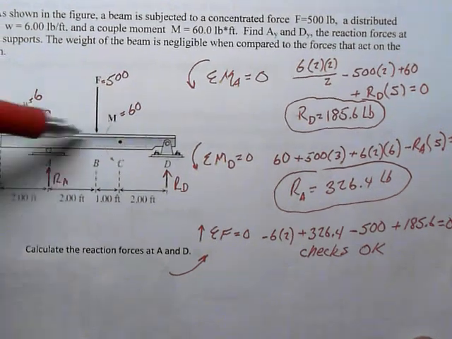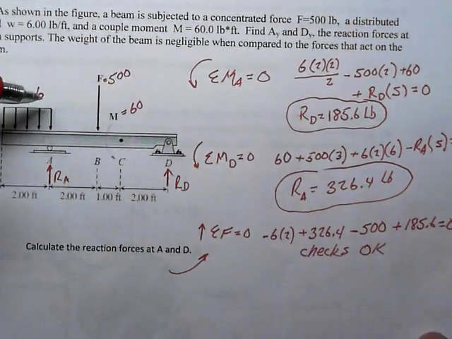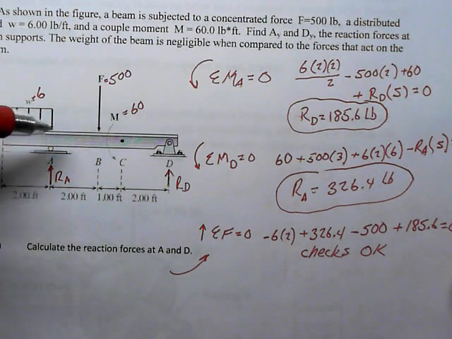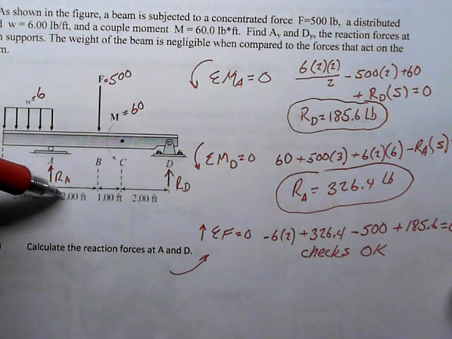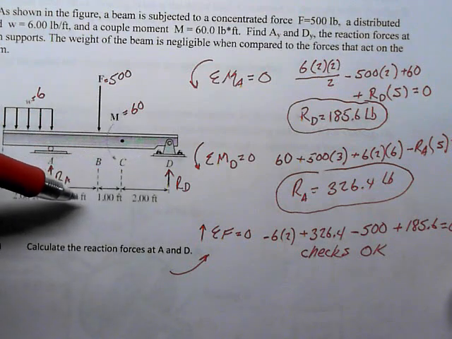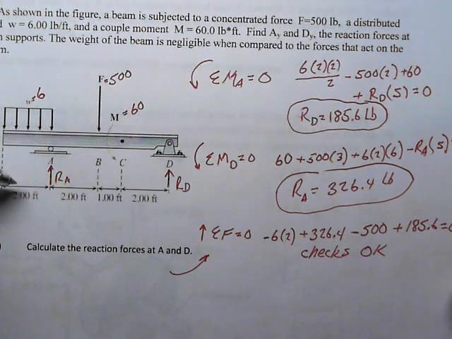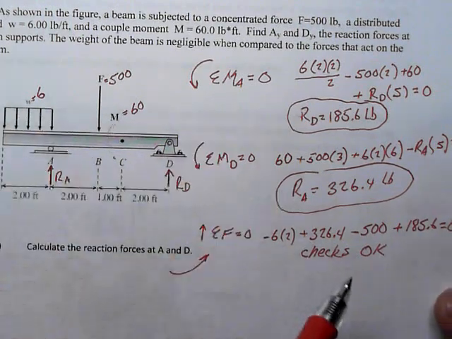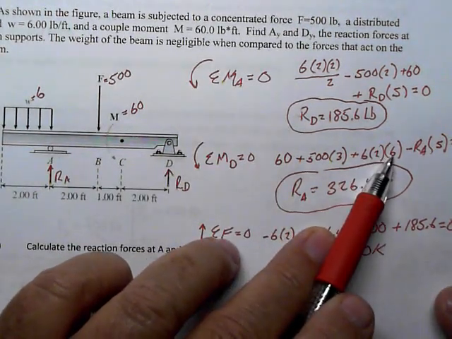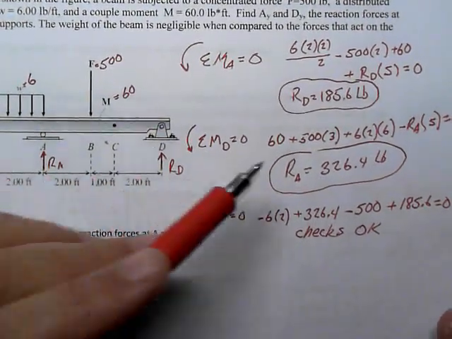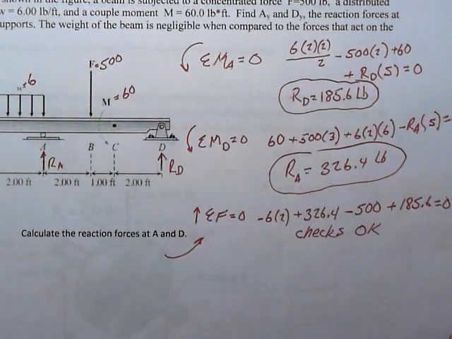Let's see. And I added in the 60 and the 6 times 2. 6 times 2 is 12 is the force. Summing moments about D, that's a distance of 2 and 2. Let's see. No. 2 and 2 is 4, and 1 is 5, and 1 is 6. It's acting through a distance of 6. 6 times 2 is the force. Moment arm is 6. This is one equation, one unknown in R_A. So R_A is equal to 326.4 pounds.